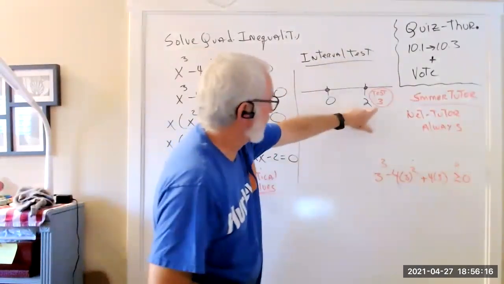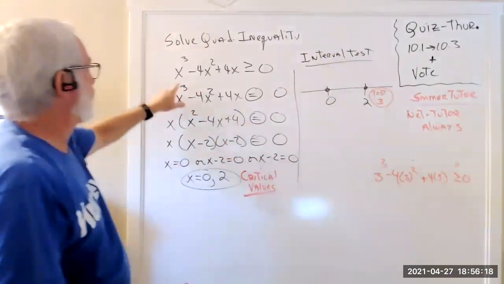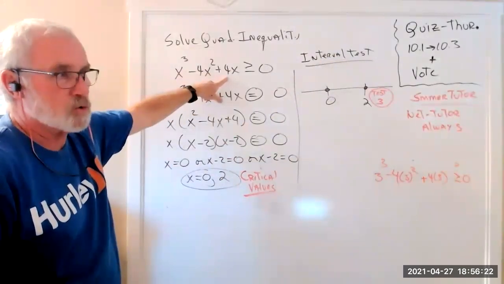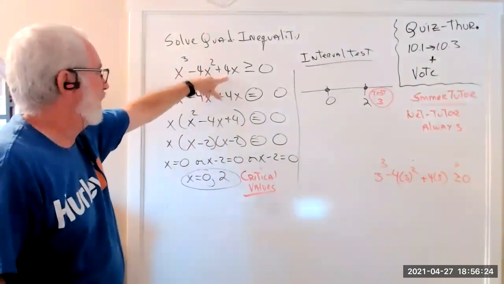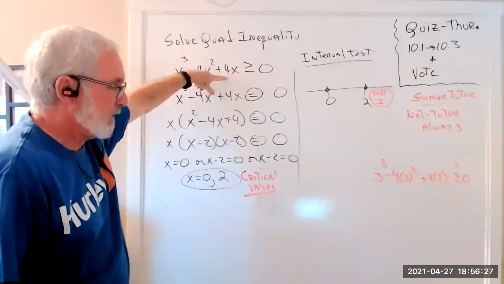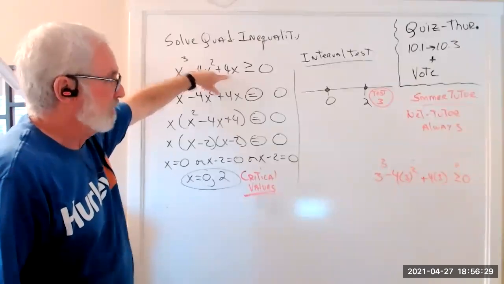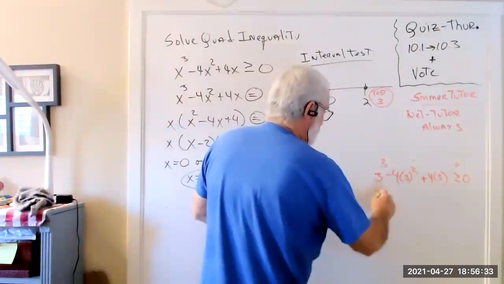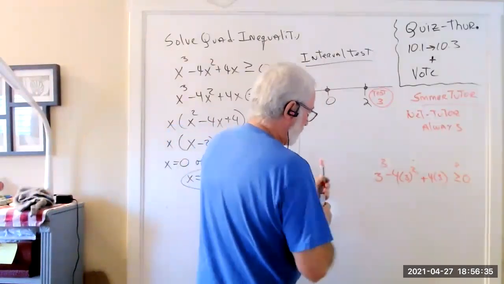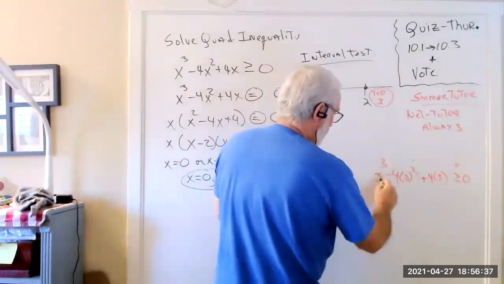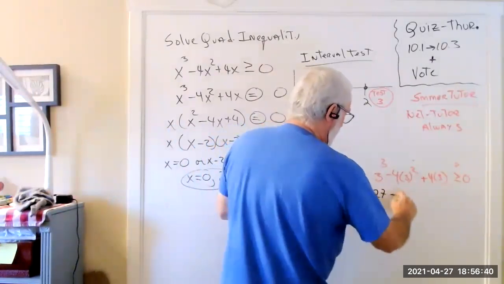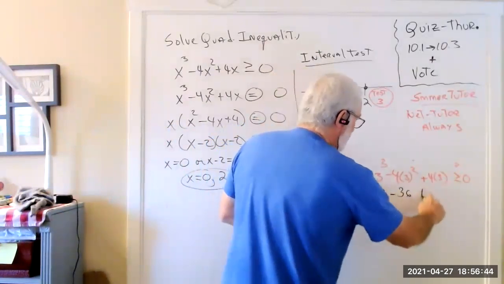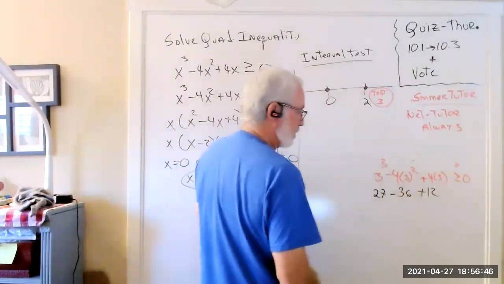So we're taking 3, we're plugging it into the original problem, and I will tell you there is a shortcut. It's a minor shortcut that I don't choose to teach right now, because we have enough trouble doing the thing right the first time. So our math says this is 27. 3 cubed is 27, minus 4 times 9 is 36, plus 12.